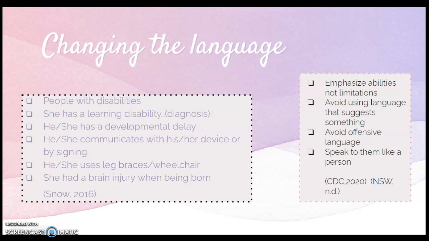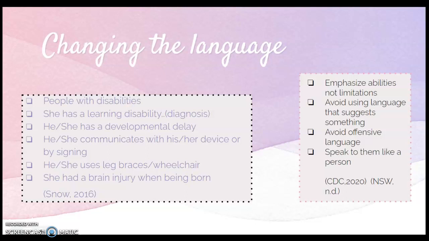So along with this, instead of saying he has a disability, it's people with disabilities, or she has a learning disability and involve the diagnosis. He or she has a developmental delay. He or she communicates with his device or by signing, which is a student of mine, so I could change my way of saying that. And then he or she uses leg braces or a wheelchair. Again, another one of my students in my current class, and so that is another way of changing how I'm saying things. And then she had a brain injury when being born.